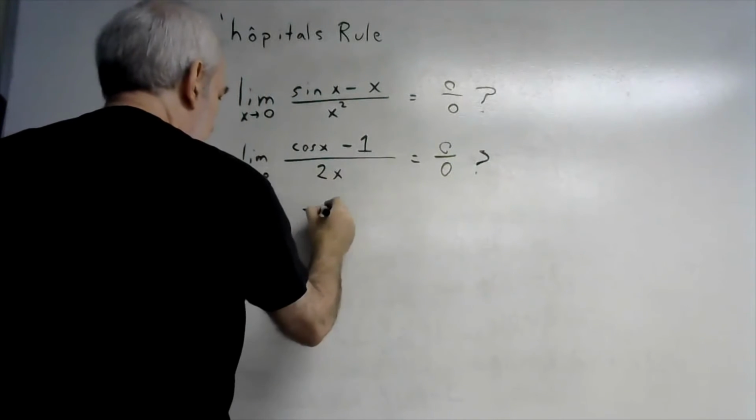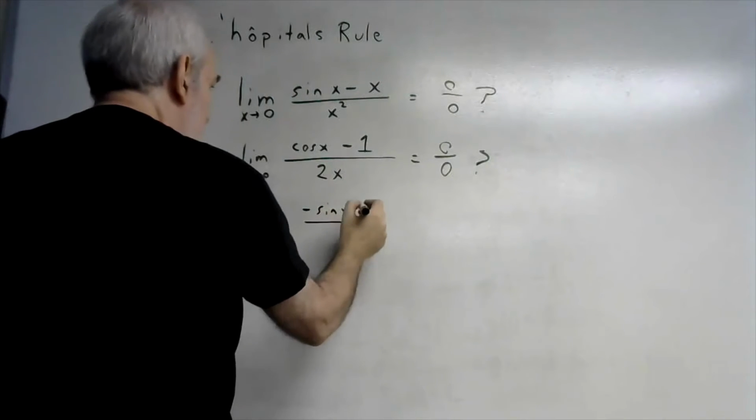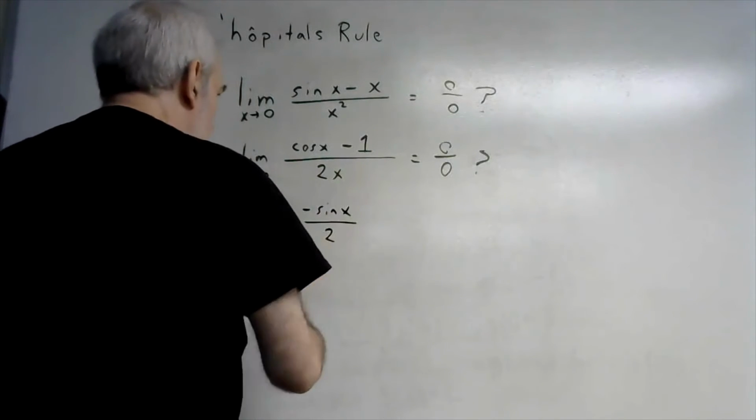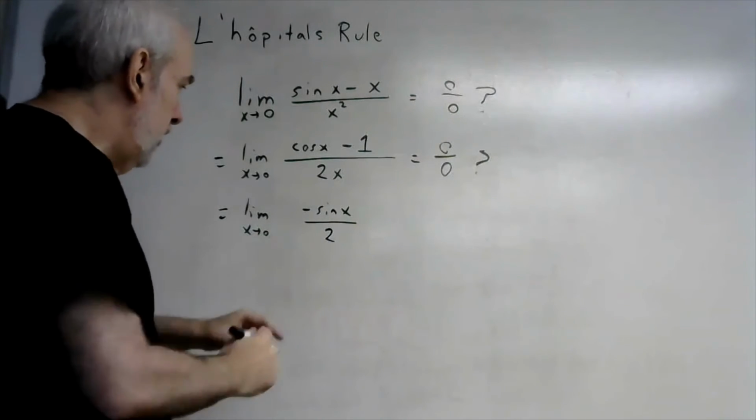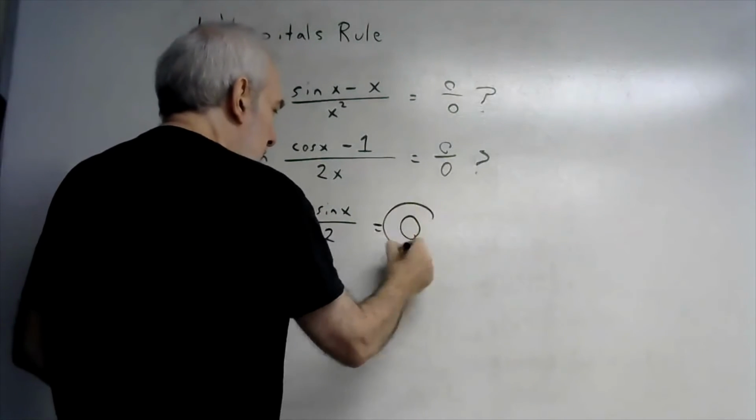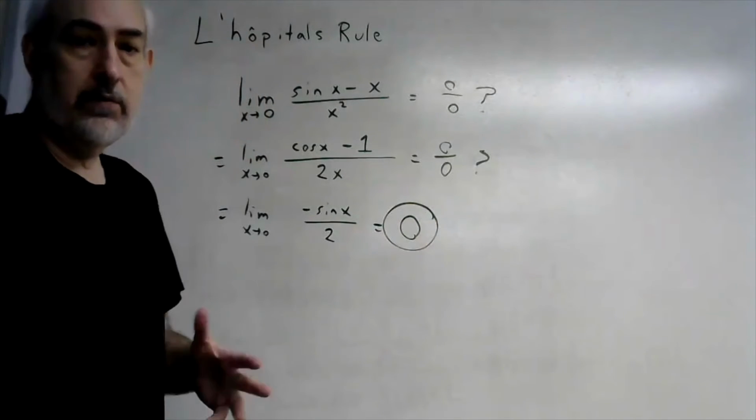Derivative of the top is negative sine of x. The derivative of the bottom is 2. And when you plug in 0, you get 0 over 2. So that's 0. So final answer is 0.